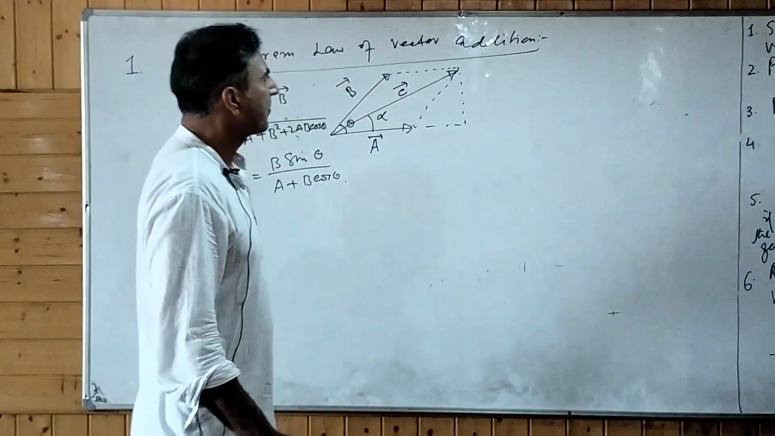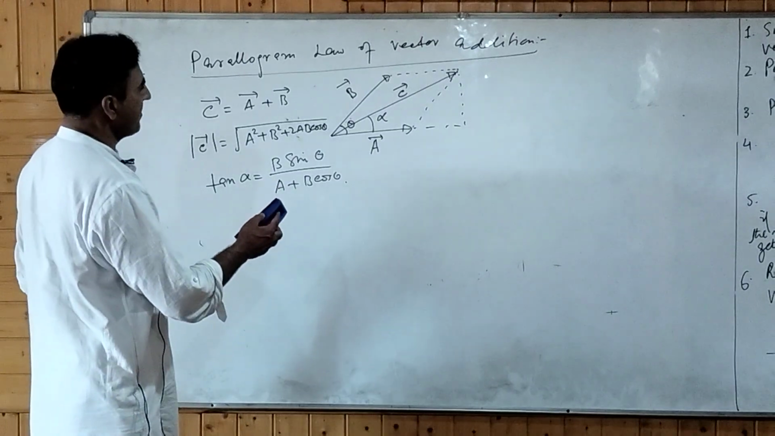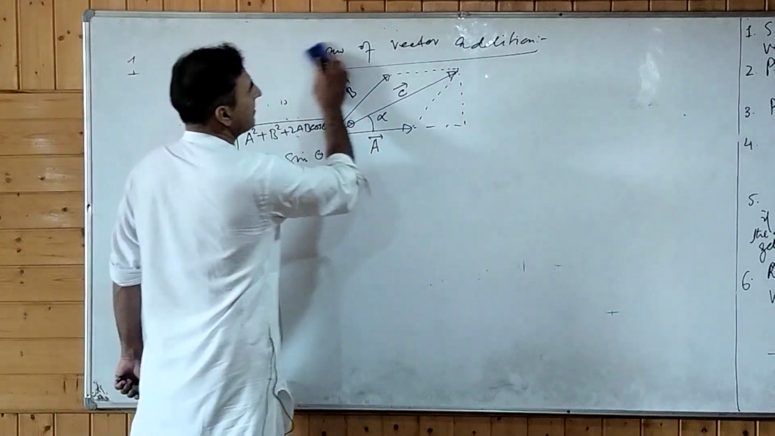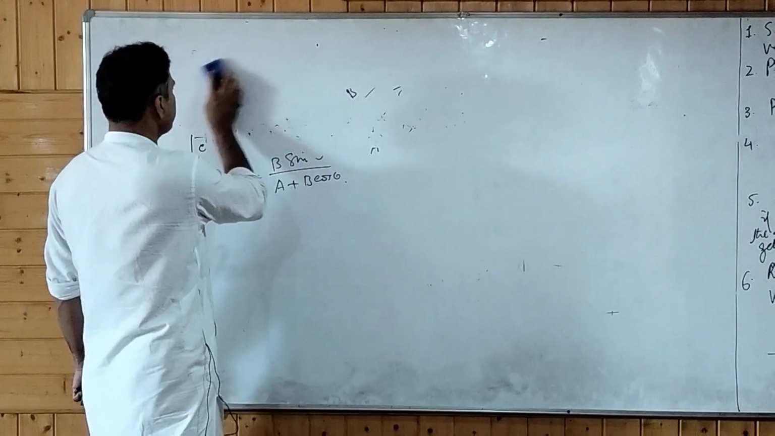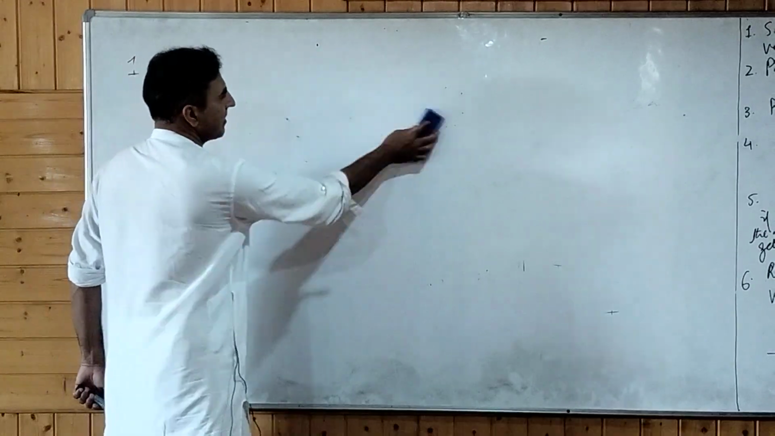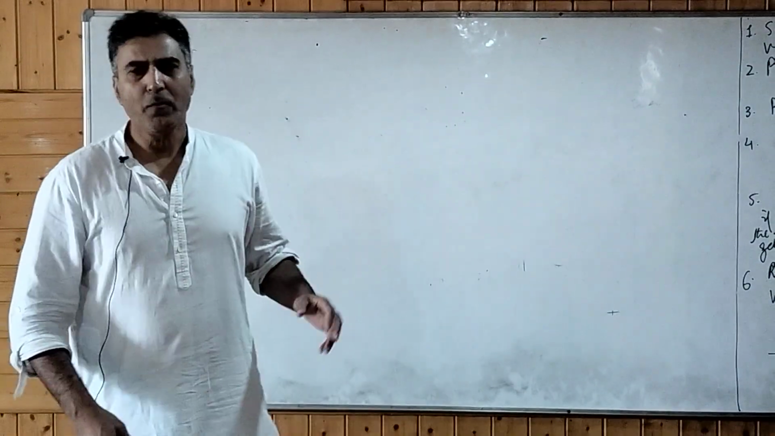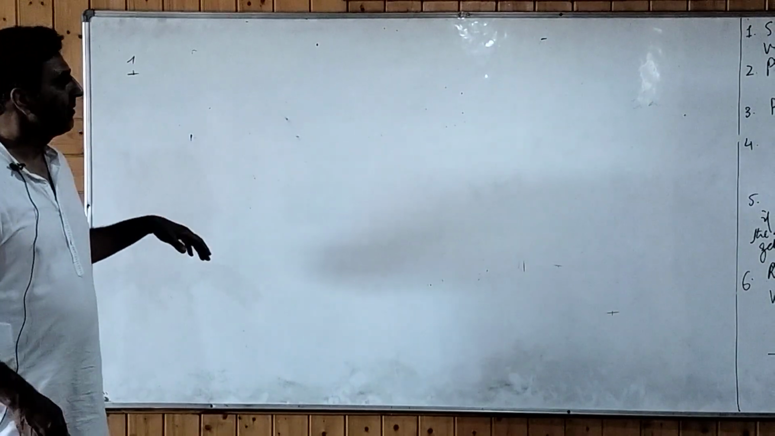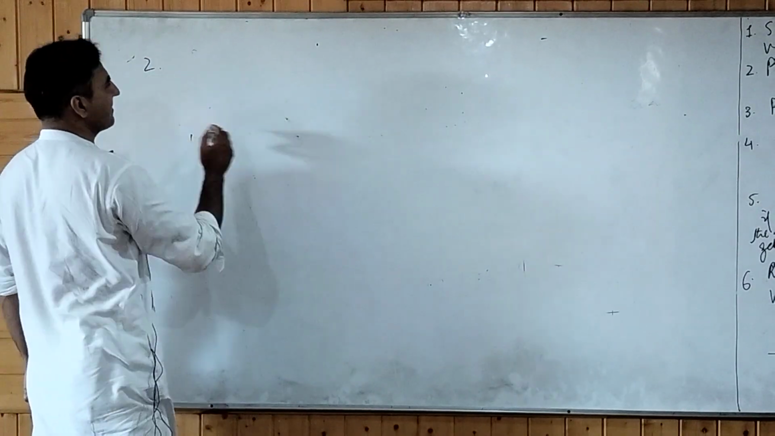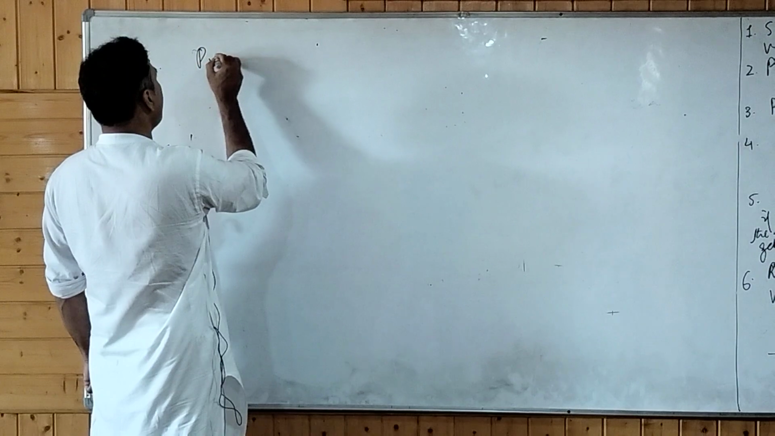let me go to the polygon law of vector addition. Point number 2. Polygon law of vector addition. How that is done, polygon law of vector addition. In the polygon law of vector addition, what we do is, we can add too many vectors. Too many vectors can be added by the polygon law of vector addition.